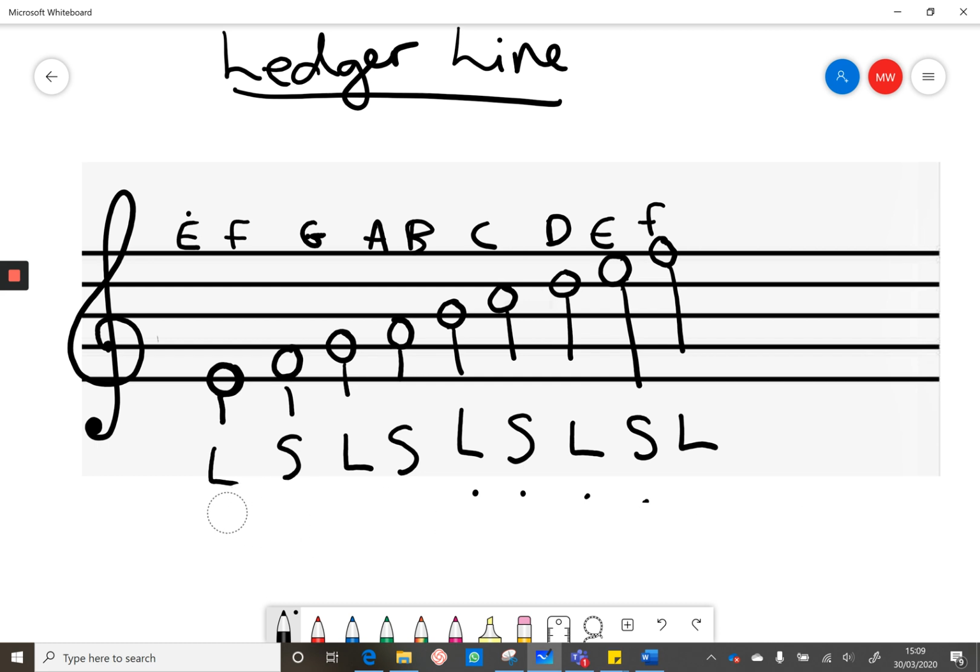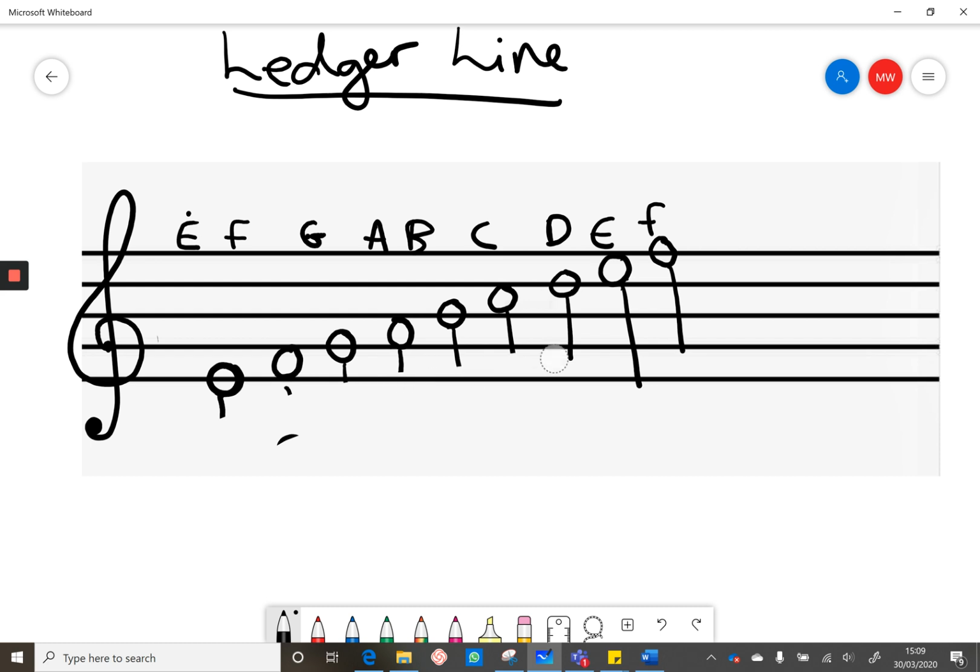So, remembering the alphabet and remembering the line space pattern will help us to work out what happens to notes when the stave is gone. As you can see here, there are no more lines. But music doesn't stop just because the lines have gone. Instead, we just have to imagine that they're there.